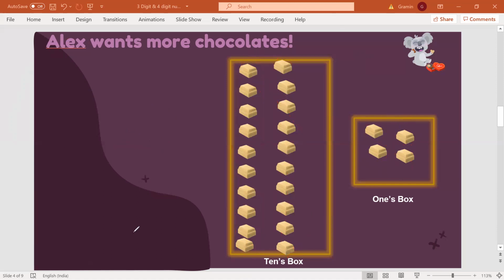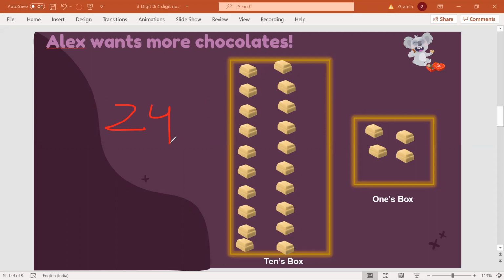So in the previous slide also there were 24 chocolates, and here also there are 24 chocolates, but now Alex was able to count it faster, right? He made groups of tens, and he quickly placed 2 groups of tens in the tens box and 4 groups of 1 in the ones box. So now he has the number 24 in front of him.